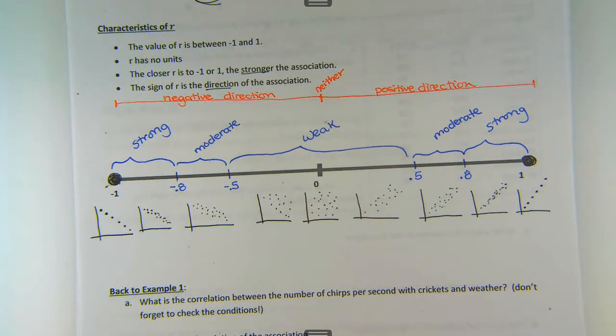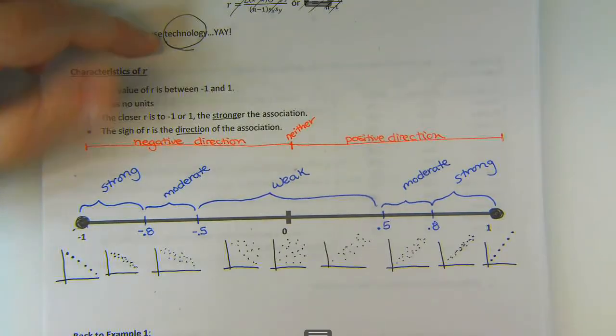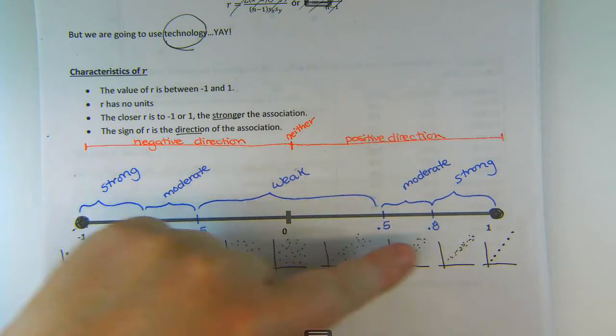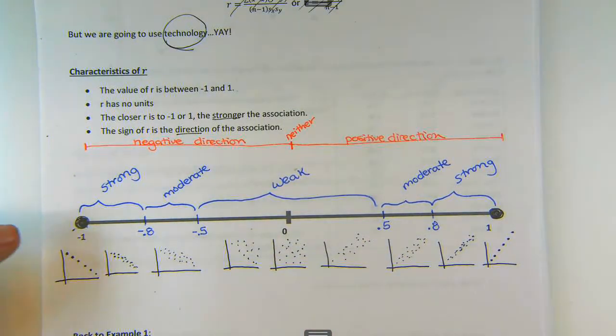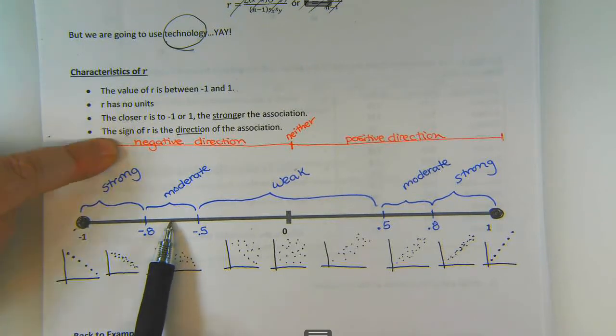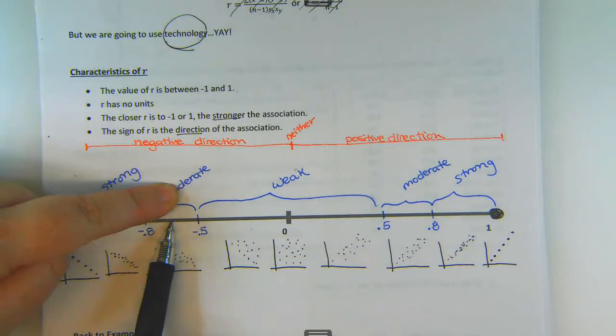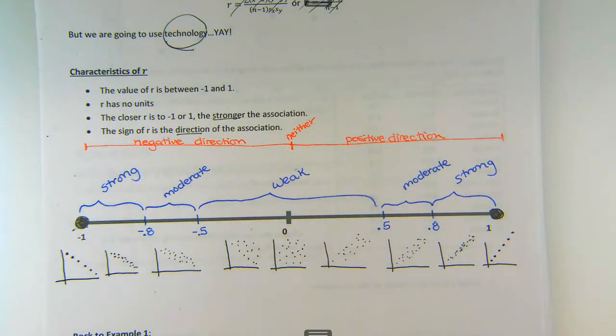So when we get this value for R, what we want to do is take that number that we get for R from using technology and see where we land on this number line. So if we had R equals -0.7, we would say, okay, -0.7 lands in here. So our data has a negative direction and a moderate strength to it. We get those two pieces of information just by landing on a spot on our line there.